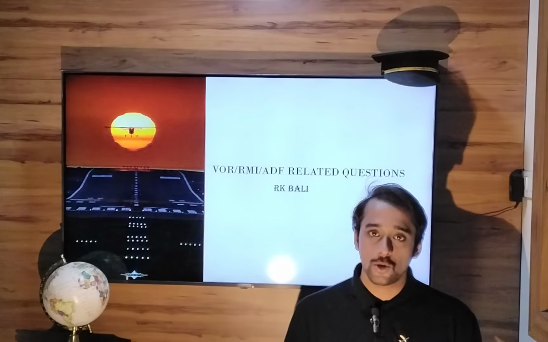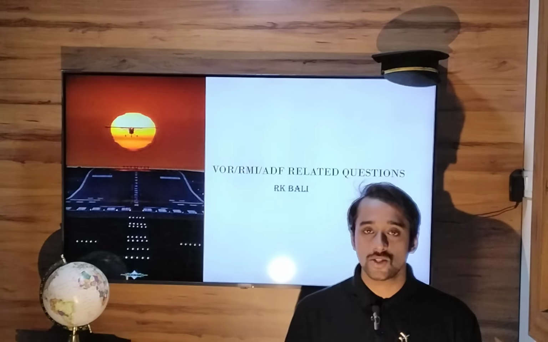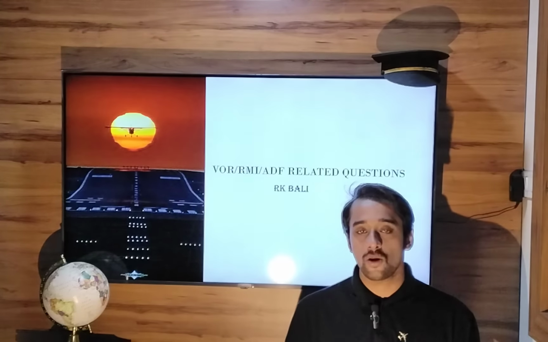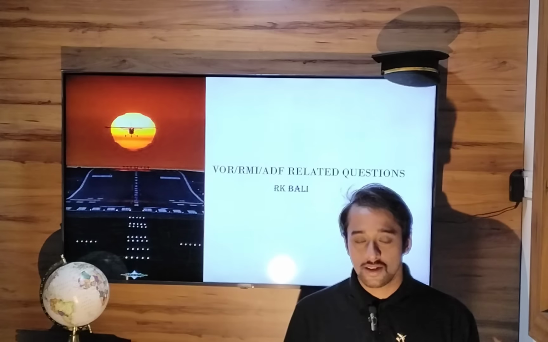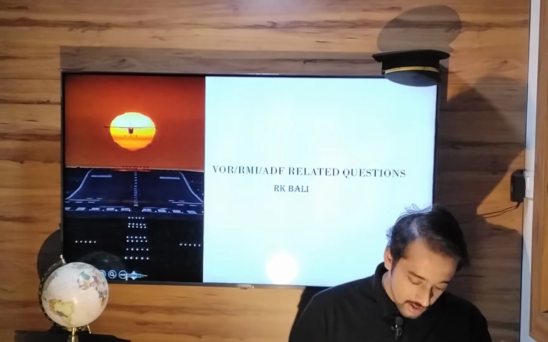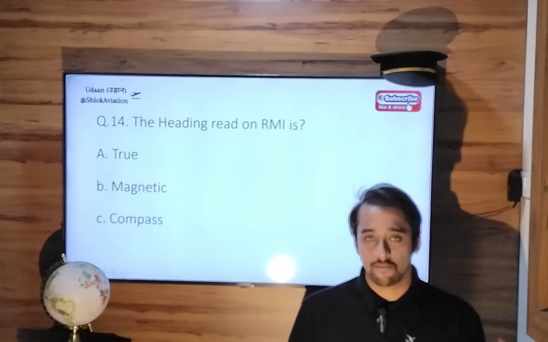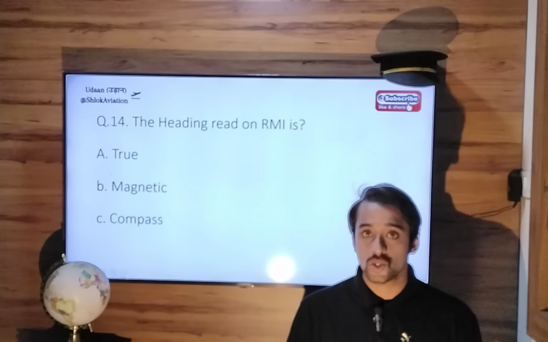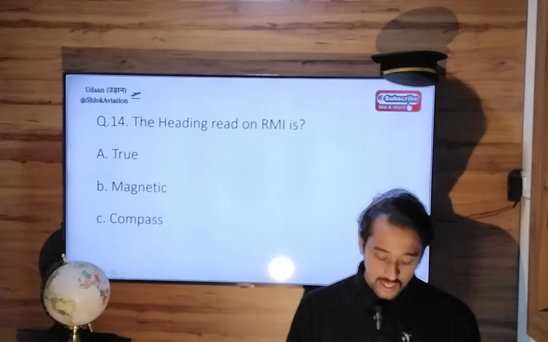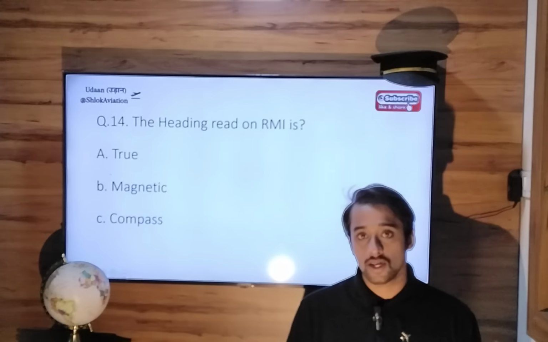Today we are going to continue with a series of lectures in which we are solving each and every sum from VOR, ADF, RMI chapter in RK Bali. So let's start with today's question 1, which will be question number 14 from this chapter. The question 14 states that the heading read on RMI is what? Is it true heading, a magnetic heading, or a compass heading?